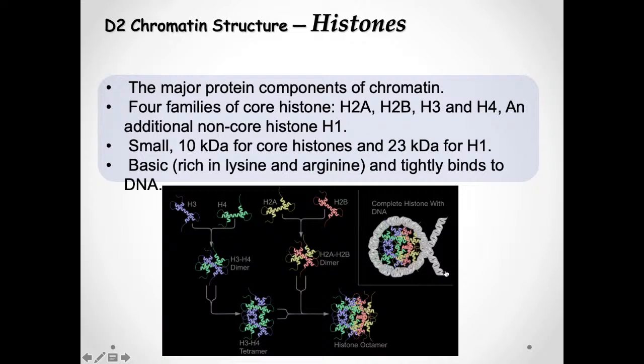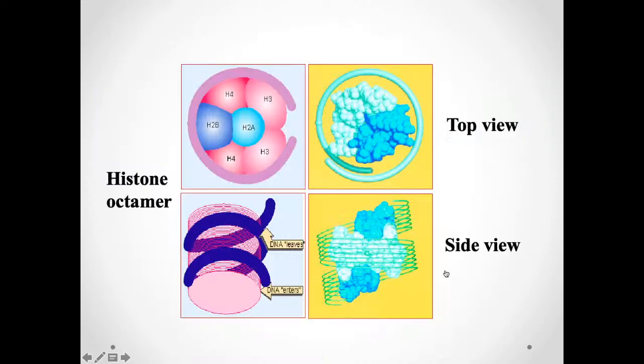So that's the basic thing behind chromatin structure or histone structure. Here you can see a histone octamer with H2A in the center, H2B on the left, then H3, H4, H3 and H4. Your whole octamer structure is shown like this. This is the top view, and this is the side view of the same.